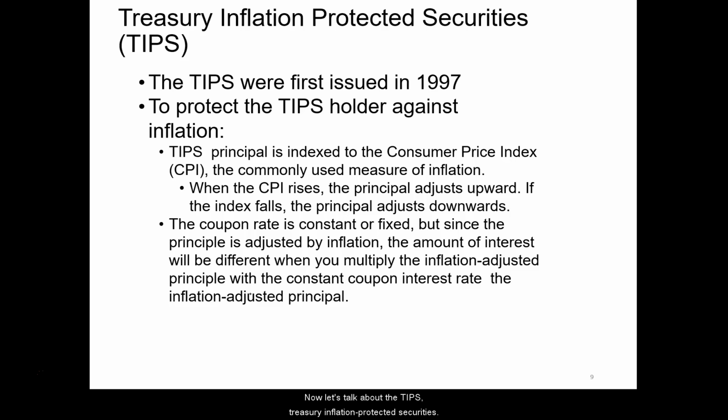Now let's talk about the TIPS, Treasury Inflation Protected Securities. The TIPS were first issued in 1997, and the idea is to protect the investors against inflation. So think about this. If there is a bond that promises to pay $50 every year as the coupon payment, and this is a long-term bond, so we're talking about maybe 30 years. In the first year investors receive $50, that seems to be a lot of money. And then 10 years later, investors would receive the same $50 as interest payment, but that $50 would not be the same as the $50 at the beginning because of inflation, which lowers the purchasing power of the same $50.